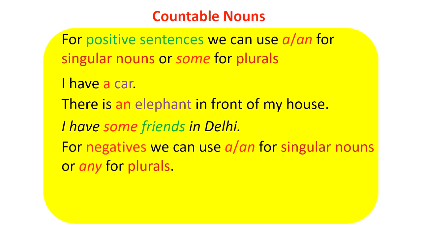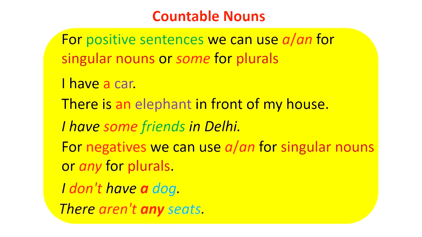For negative sentences, we can use a or an for singular nouns or any for plurals. Like, I don't have a dog. Here it is a negative sentence and dog is singular countable noun. So we used a with it. There aren't any seats. Here it is a negative sentence and seats is plural here. So we used any.